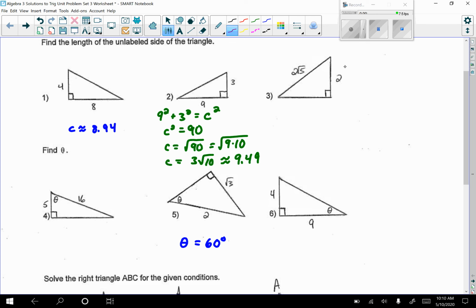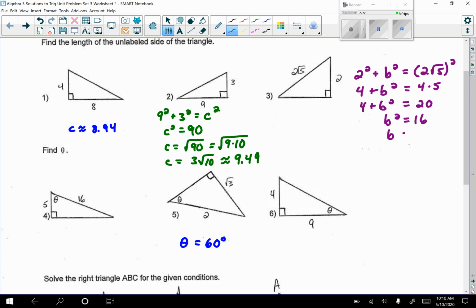In number 3, we have one leg and the hypotenuse, so we're going to write this as 2 squared, plus b squared, where I'll call the missing leg b, equals 2 radical 5 squared. So we're going to get 4 plus b squared. Now when I square this quantity, it's 2 squared, which is 4, and then radical 5 squared, so radical 5 times radical 5 is just 5, so I'm getting 4 times 5. So I have 4 plus b squared equals 20. Subtracting 4 from 20, we get b squared equals 16, so our missing side is just going to be 4.